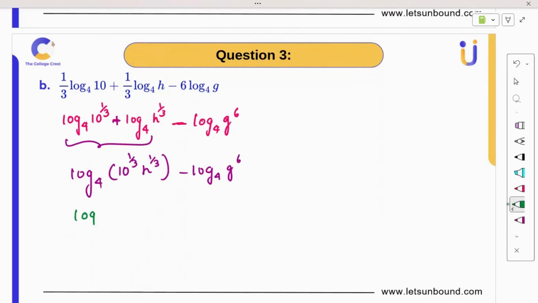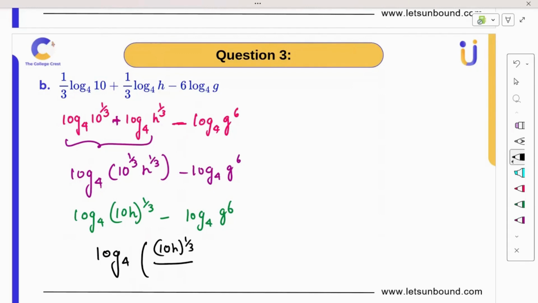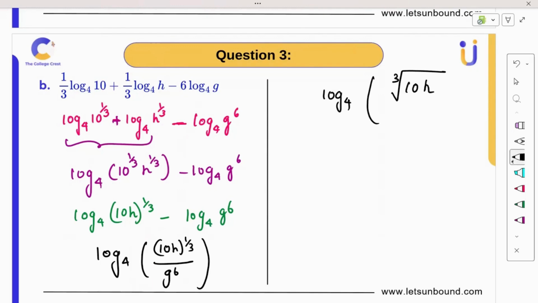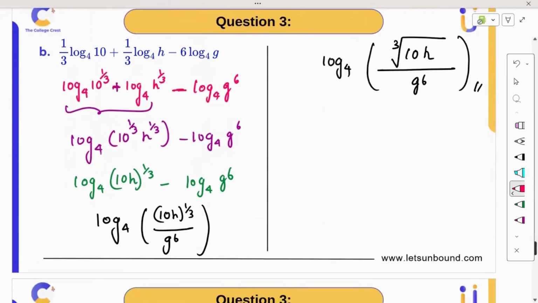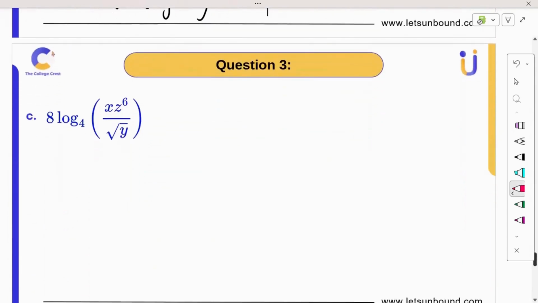Next is log base 4. I'm going to simplify: 10h whole power 1/3 I can write, correct? Minus log base 4 of g power 6. Now same base, but they are subtracted, which means put a single log with the same base and divide them: 10h whole power 1/3 over g power 6. I'm going to simplify it further. So log base 4. What does power 1/3 mean? That is cube root. So under the cube root you write 10h, and then g power 6. Got it?